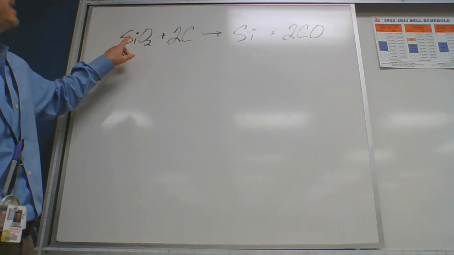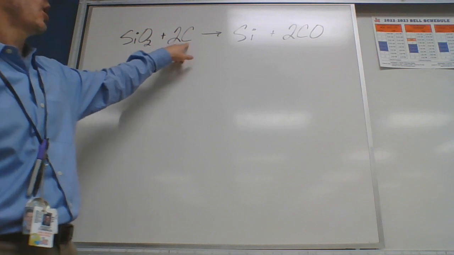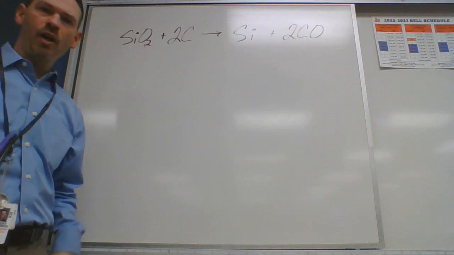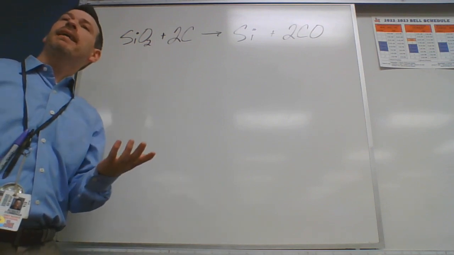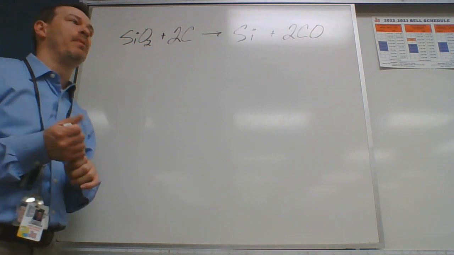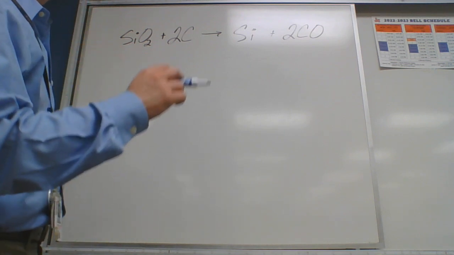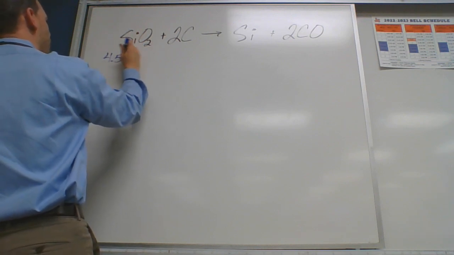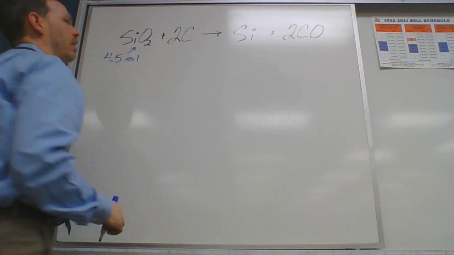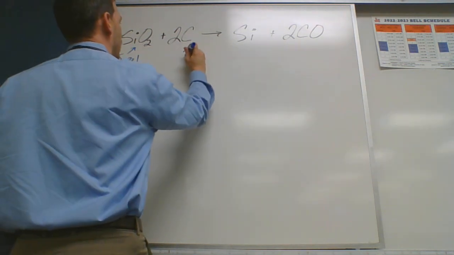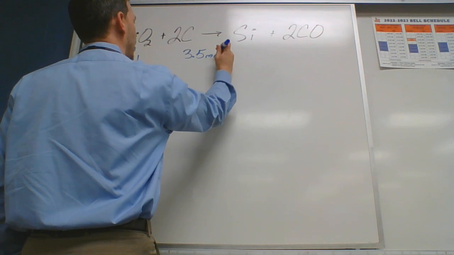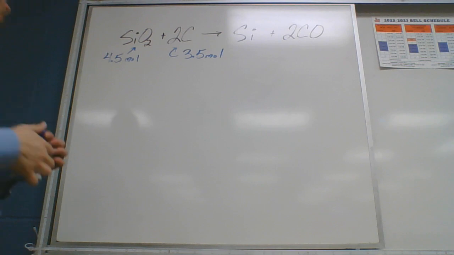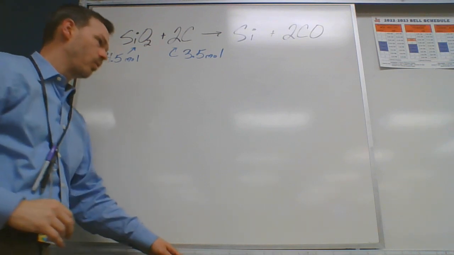The reaction says that silicon dioxide reacts with two carbons to produce silicon and two carbon monoxides. So there's our reaction. But then it gives you starting amounts of both. Go ahead and do what I do. You'll notice that it gives us 4.5 moles of SiO2 alongside 3.5 moles of carbon. And it wants to know what's the limiting reactant.